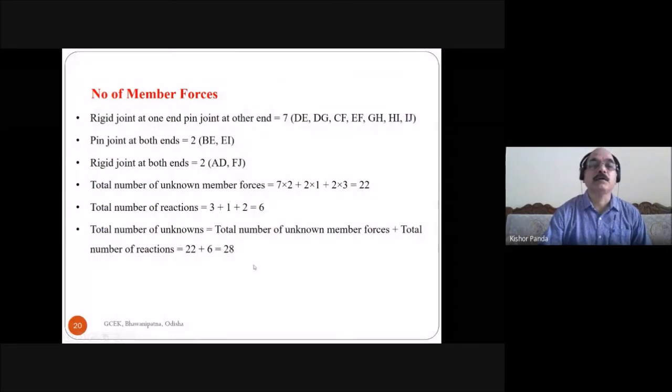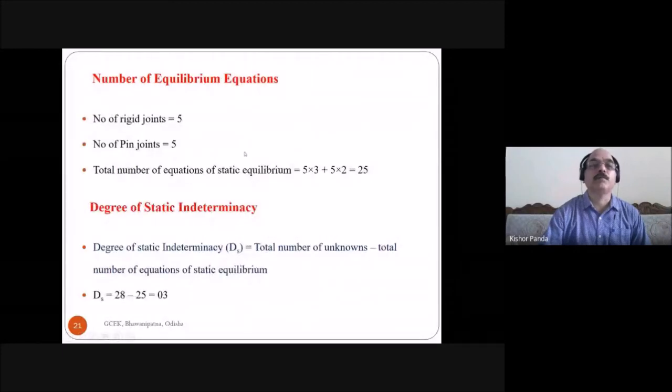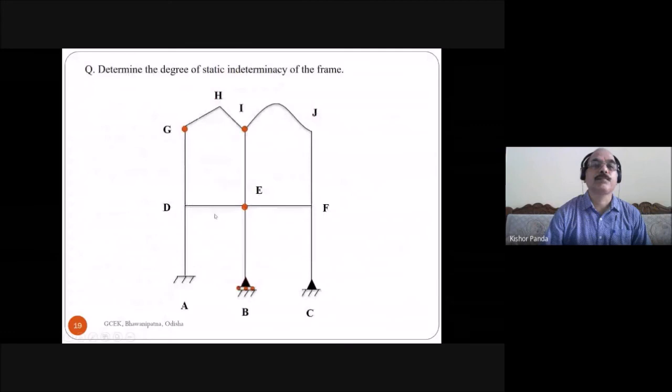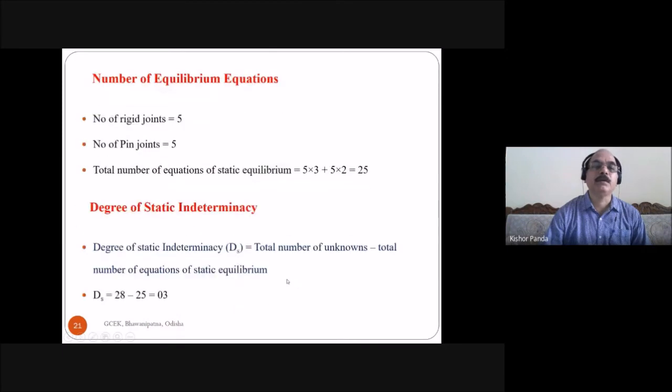Then you find out the number of equilibrium equations. For this, you have to count how many rigid joints and how many pin joints are in the structure. You count here. How many rigid joints here? This is one rigid joint, second rigid joint, then third, then fourth, then fifth rigid joint. Then how many pin joints? This is 1, 2, this is 3, this is 4, this is 5. So 5 pin joints and 5 rigid joints.